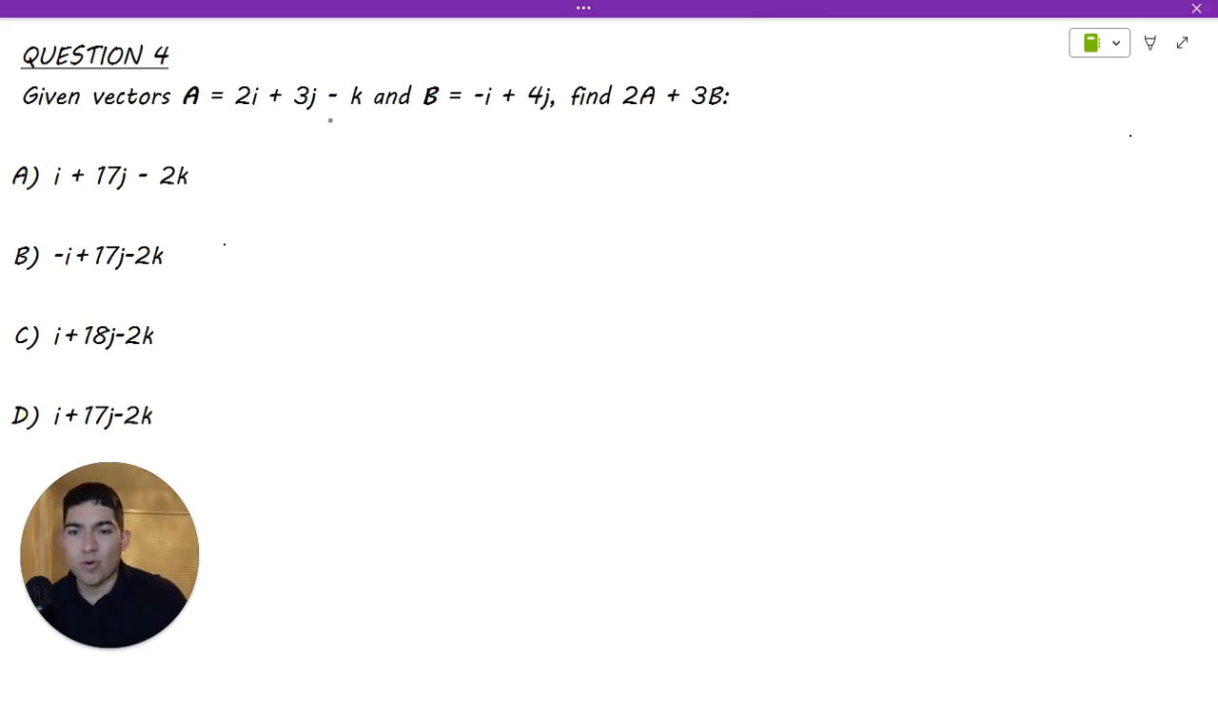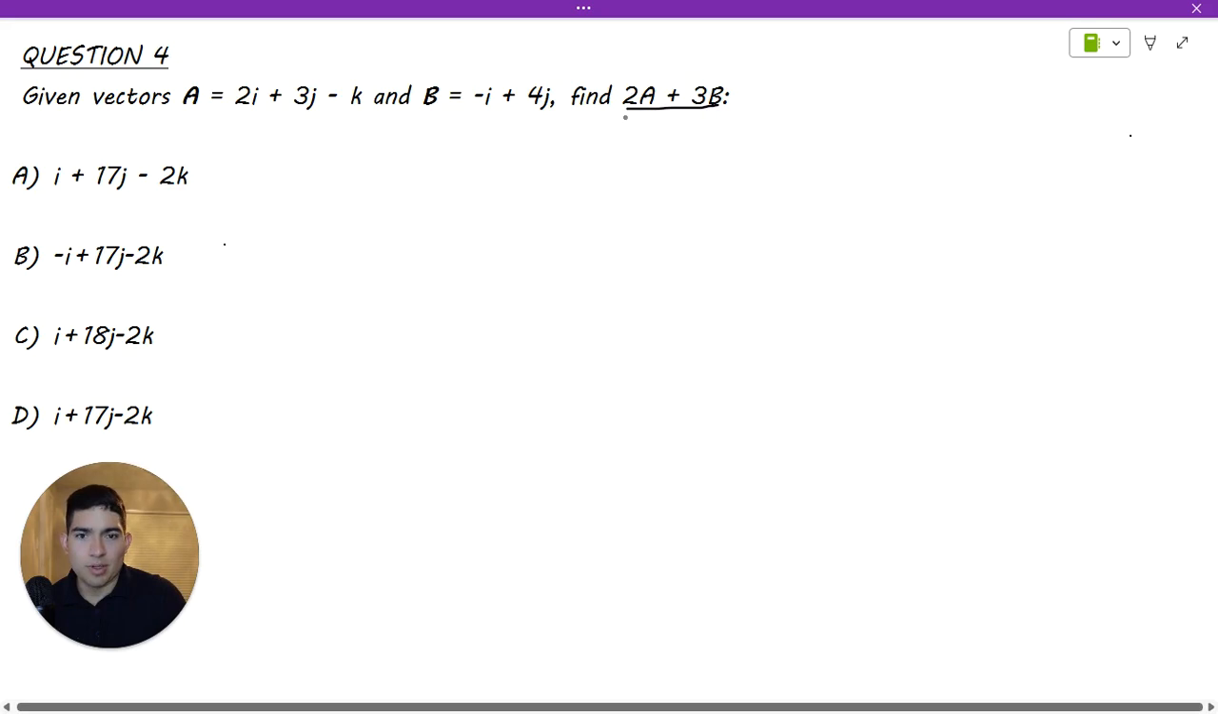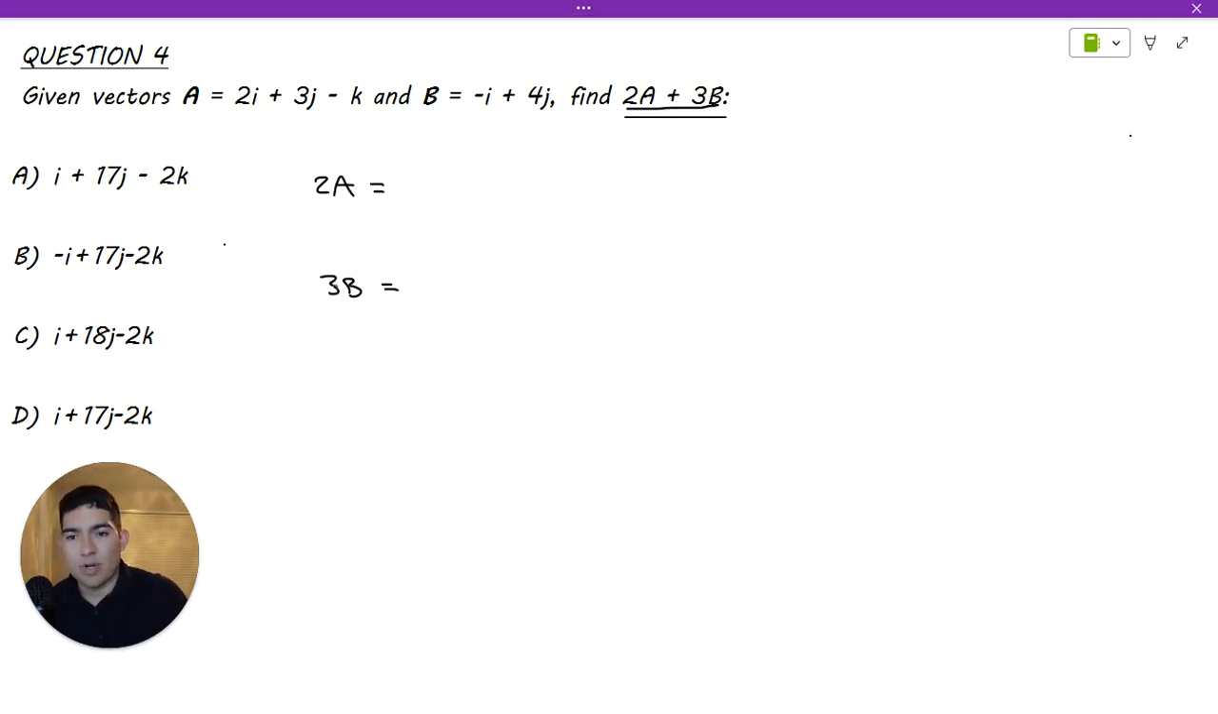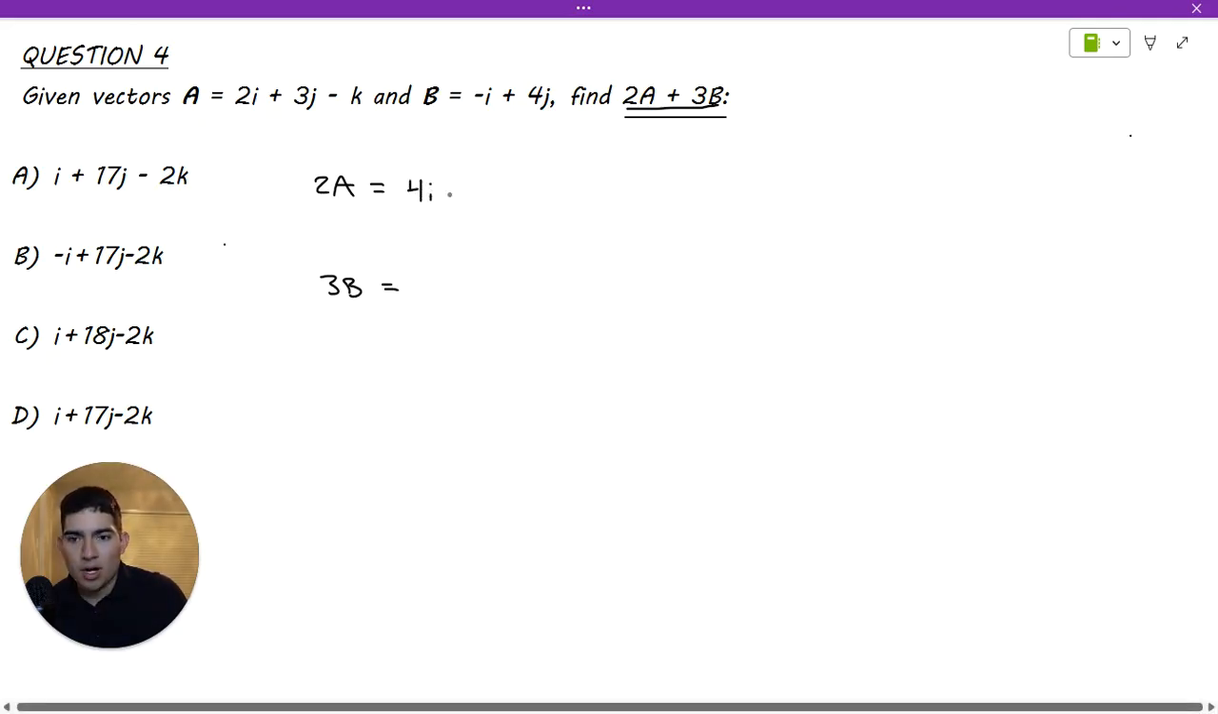Moving on to number 4, now we're given two vectors, a and b, and we need to find this combination right here with those two vectors. It's going to be 2a plus 3b. In order to find what that combination is, let's go ahead and find 2a and 3b first. We'll start off with 2a. We're just going to multiply every single component in the a vector by 2, and that is going to give us 4i plus 6j minus 2k.